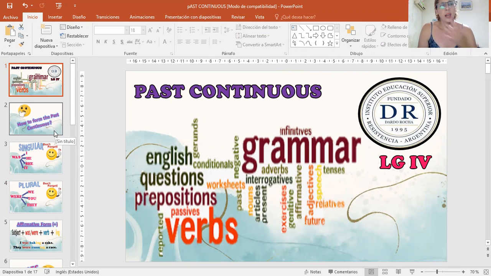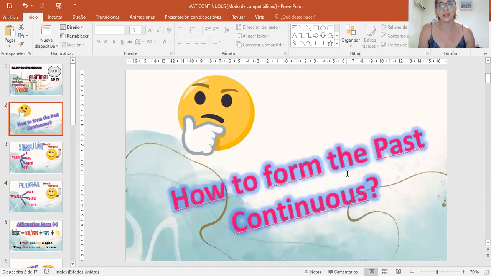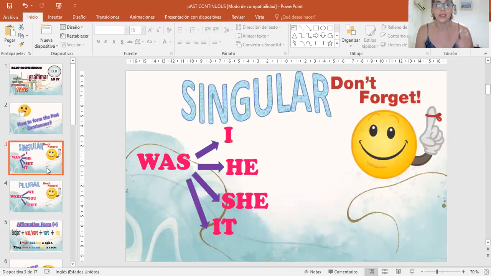Now, how is this formed? First of all, how to form the past continuous. It is very important to remember the past simple of the verb to be. In the case of the past simple of the verb to be, we have forms for singular nouns and for plural nouns. In the case of the singular, we are in the presence of the verb was.